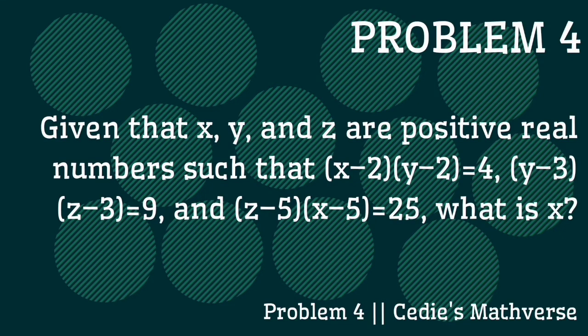Random problem number 4. Given that x, y, and z are positive real numbers, such that the quantity x minus 2 multiplied by the quantity y minus 2 is equal to 4, the quantity y minus 3 multiplied by the quantity z minus 3 is equal to 9, and the quantity z minus 5 multiplied by the quantity x minus 5 is equal to 25. What is x?